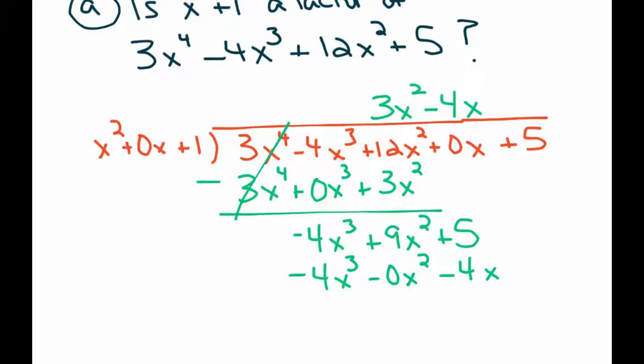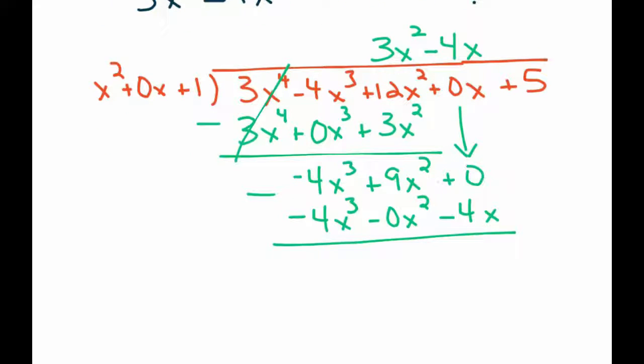The reason this doesn't make a huge change is because this number here is just 0, because I brought down 0. It doesn't change what I multiply by because I still wanted the first term here to be negative 4x cubed. But it does change my answer when I subtract. Good thing I hadn't subtracted yet. All right, negative 4x cubed minus negative 4x cubed is 0. 9x squared minus 0x squared is 9x squared. 0x minus negative 4x is positive 4x. Again, 0 minus negative 4 is a positive 4.